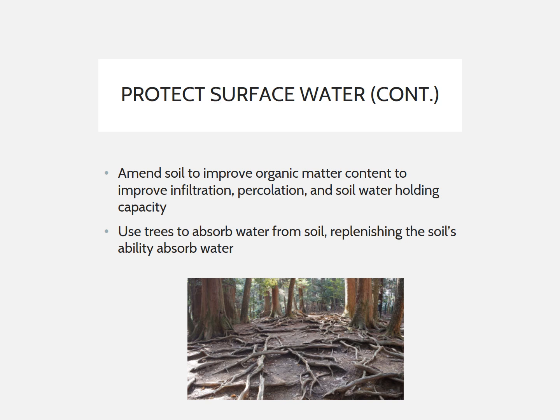Also use trees to absorb water from the soil, replenishing the soil's ability to absorb water. In this image, you can see these tree roots are basically serving like miniature retaining walls everywhere, keeping that soil in place. So if you were to cut down all those trees, you'd probably have a really bad erosion problem.